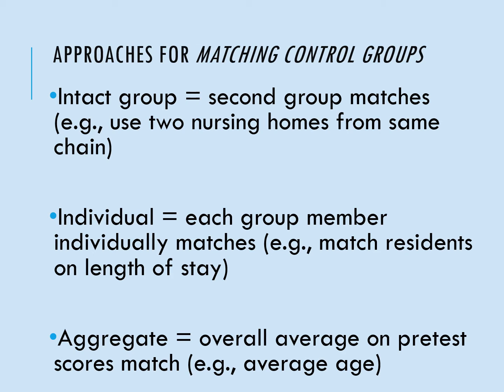So if we're looking at the nursing home, we're going to match residents on length of stay. So the first resident's been there for 6 months, so the similar resident in group 2 is going to be there for 6 months. And then we're going to look at aggregate. So we're looking at an overall average of pretest scores and how they match. So everybody in group 1 averaged 50% on the pretest, so everybody in group 2 is going to average 50% on the pretest as well.